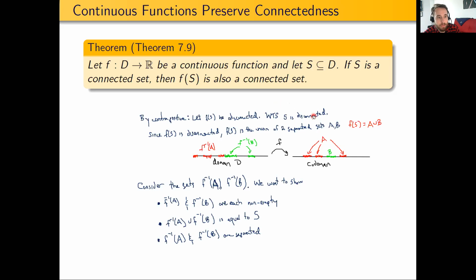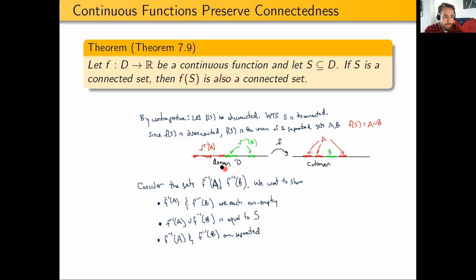If we can accomplish all three of these bullet points, that will mean that S is disconnected, which was our big goal. It will mean that because S has been written as the union of two sets, in this case pre-image A and pre-image B, it has been written as the union of two non-empty separated sets. That's exactly what we need to show that this is disconnected. Okay, let's think through each of these.